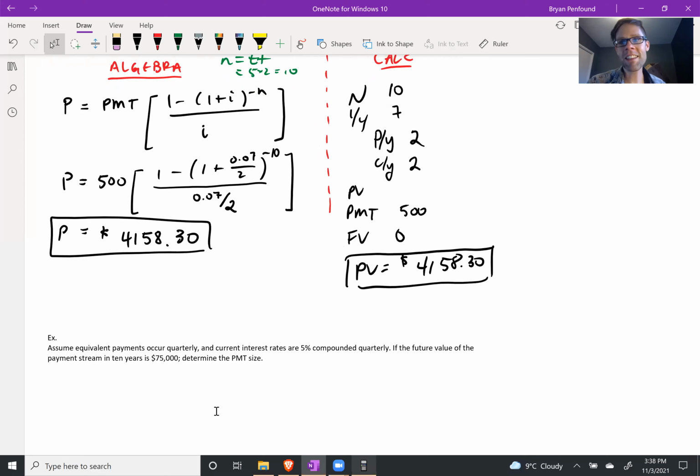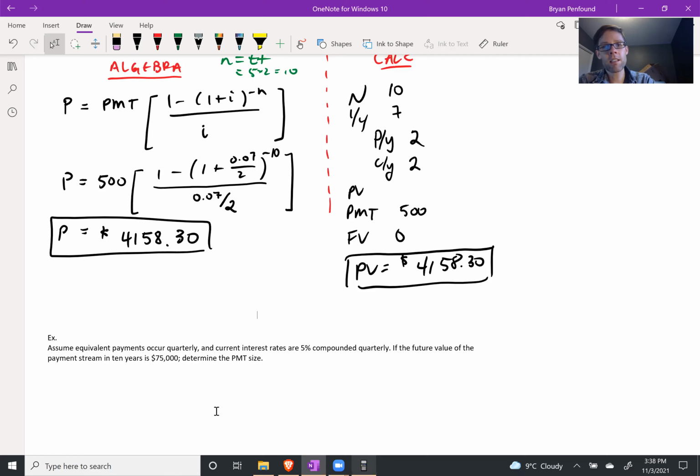All right, I got one last example just to help clarify some of the steps we need to use here in the algebraic and the calculator way. So last example, we have payments that happen in a quarterly fashion, and the interest rate that we're getting is 5% compounded quarterly. The future value of the payment stream is $75,000, 10 years from today. We're going to determine the payment size.